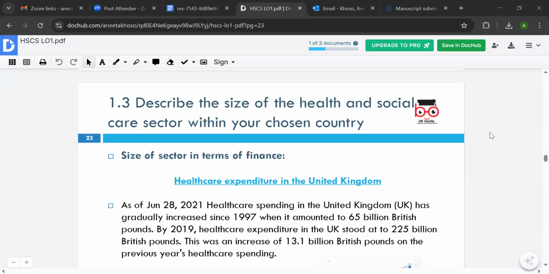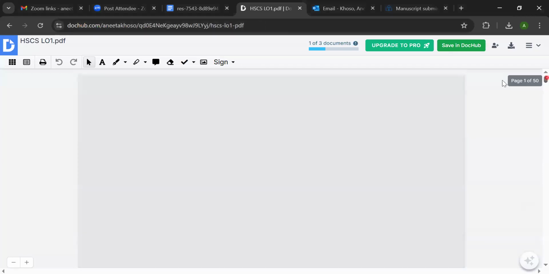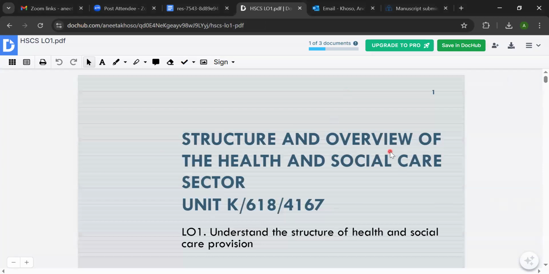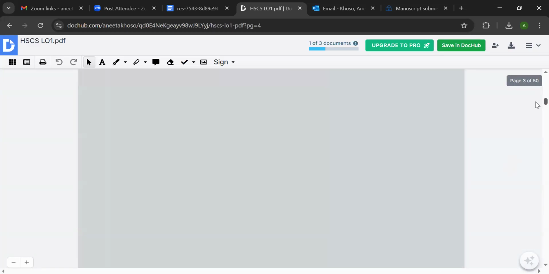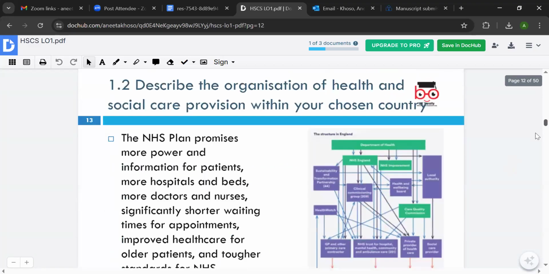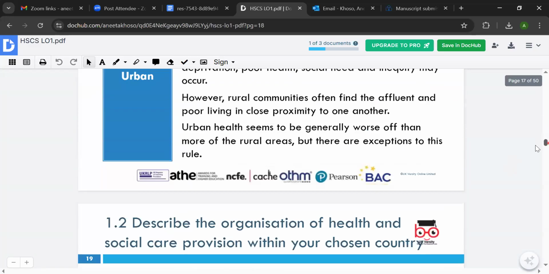Good morning, everyone. Dr. Anita here. So far, we were talking about the structure and overview of the health and social care sector, and trying to understand the structure of health and social care provision. This was the UK that we were talking about, and we were talking about the NHS. We had completed quite a few slides, and there were some bits that needed explanation.